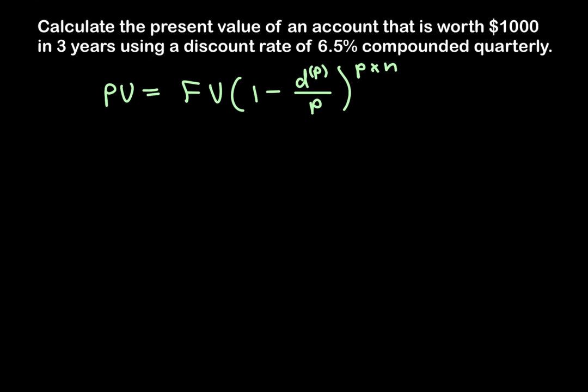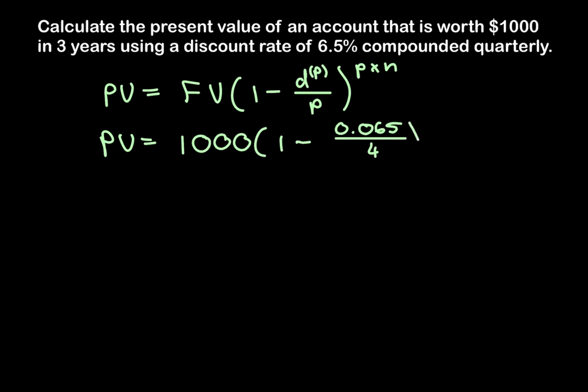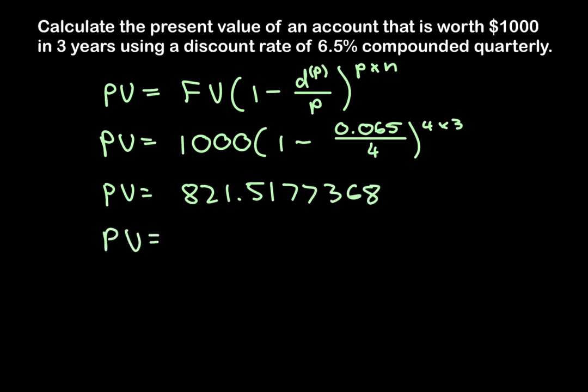Okay, so in our current example, p is equal to 4 because there are 4 quarters in the year, and n is equal to 3 because there are 3 years. And then d^(p) will be 6.5%. And our future value is $1,000. So all that we have to do is substitute in and solve. So we get the present value is equal to 1,000 times by 1 minus 0.065, which is the same as 6.5%, over 4 to the power of 4 times by 3. And that should give us the final answer of 821.5177368.